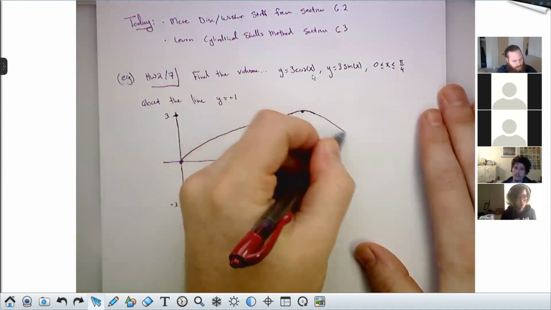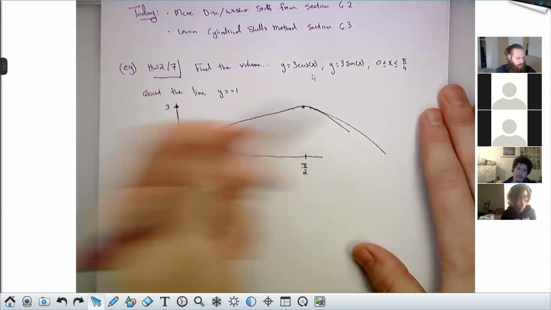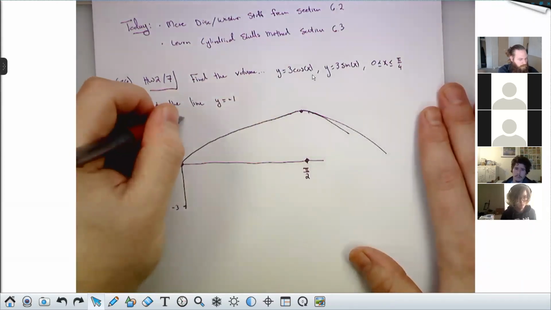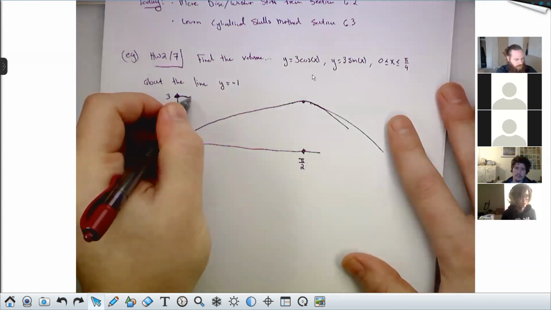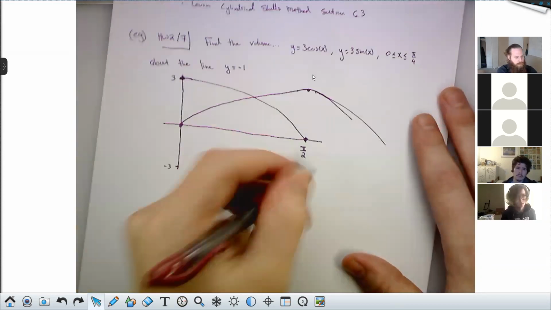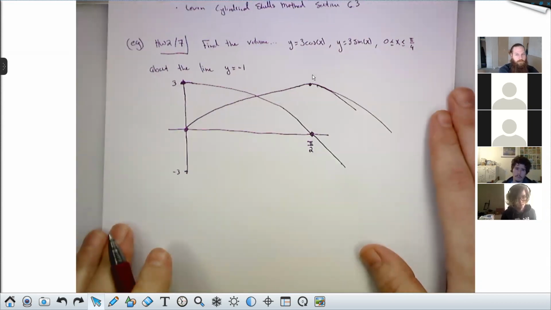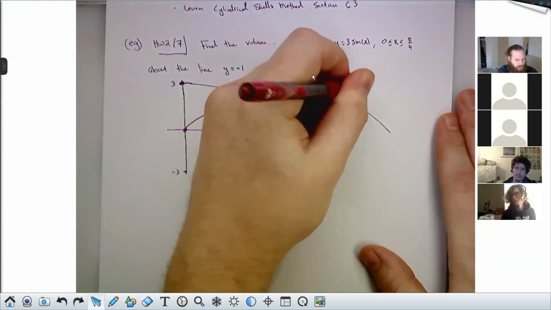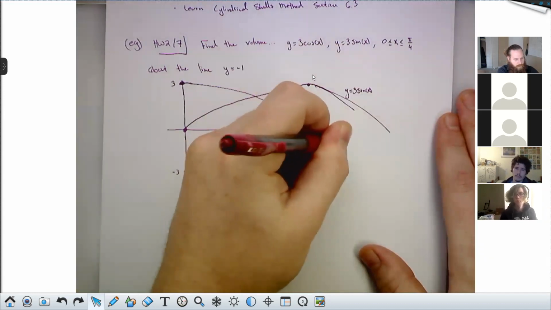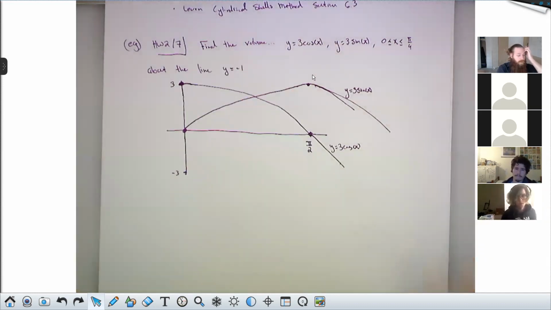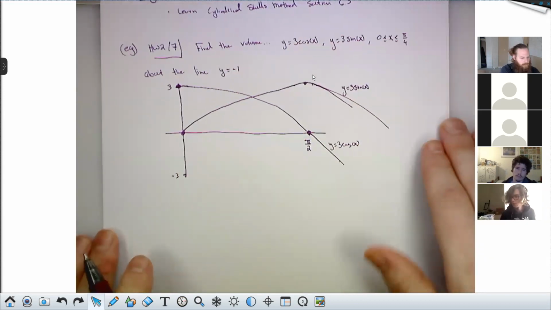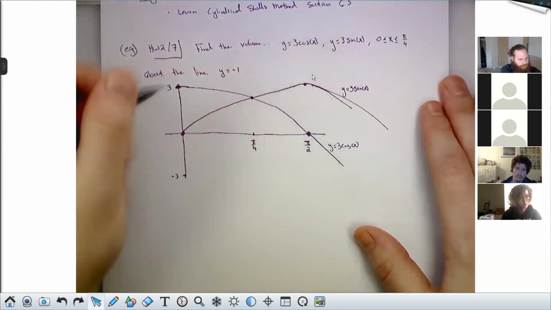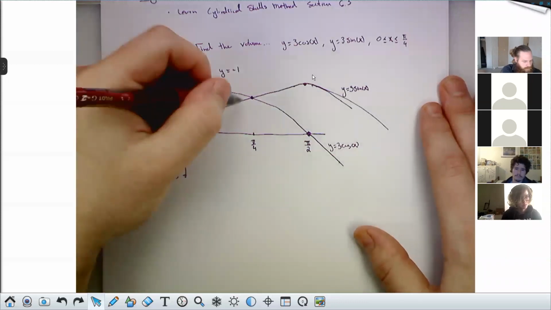I'll draw a little bit more of this sine function to get a feel for what I'm doing. The cosine function starts up here and we'll get to 0 by there, so it's going to look something like this. And then it would continue down, turning around eventually. This is y equals 3 sine x. It's y equals 3 cos x. I'm zooming in on the interval in question, right? The place where these meet, of course, is pi over 4. So the region in question is this region.